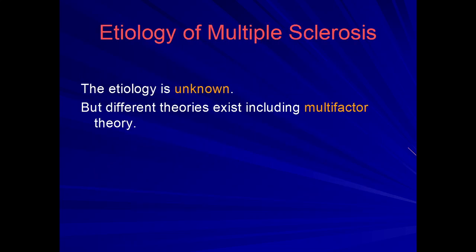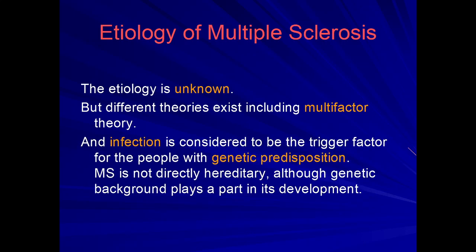Etiology is unknown, but different theories explain multifactorial development. Infection is considered to be the trigger factor for people with genetic predisposition.